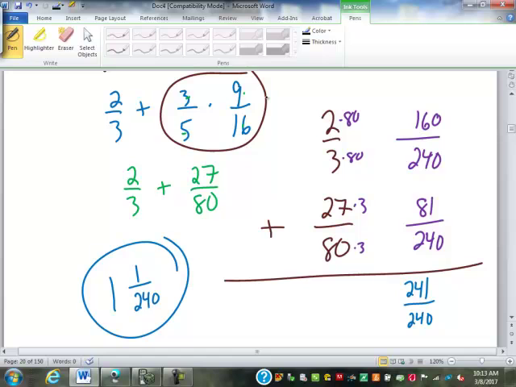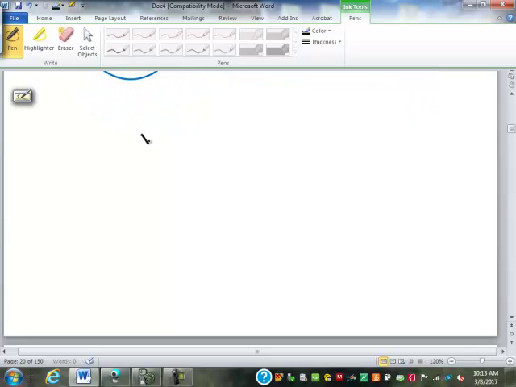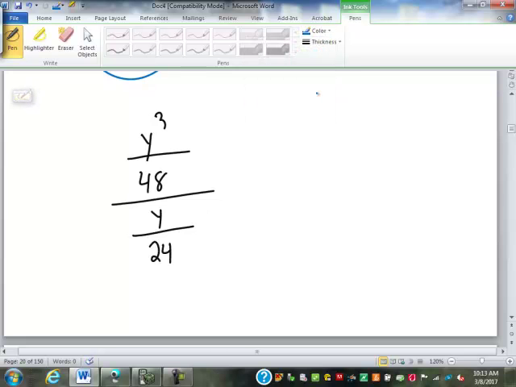What do you think? Okay. How about something like this? What's that mean? Yeah, they're just dividing. This is just a different way of writing the problem. Y to the third over 48 divided by y over 24.